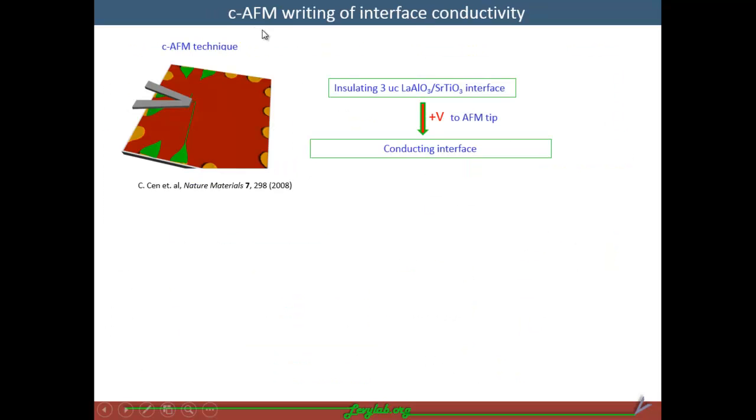Further, the interface conductivity can also be controlled by a conducting AFM technique that we have used for writing these quantum point contact devices also. So here the insulating 3-unit cell sample can be made into conducting by applying a positive gate voltage. So I'm gonna show in the coming slides the writing process here.